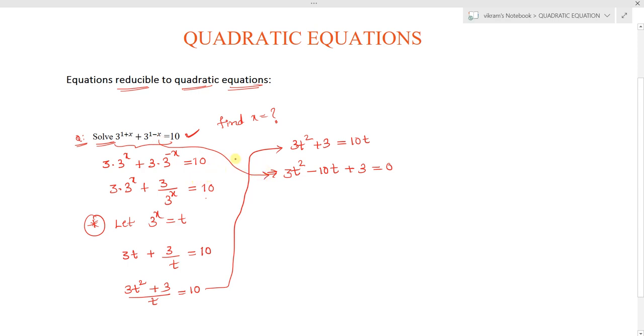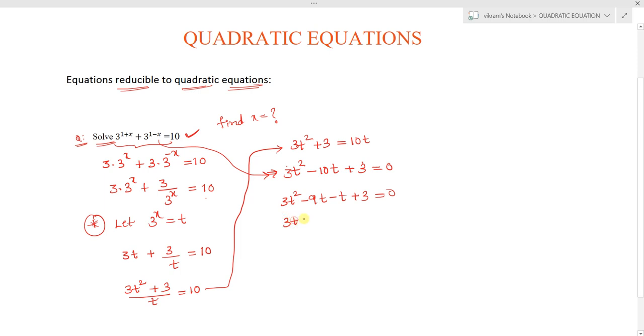Now we know how to find the values of t using quadratic equations. We can factorize, otherwise use the formula t equals minus b plus or minus square root of b square minus 4ac by 2a. Here 3 into 3 gives 9, so we need two numbers whose product is 9 and sum is minus 10. We can factorize this as 3t square minus 9t minus t plus 3. The sum is minus 10t, and the product is minus 9 into minus 1 equals 9.